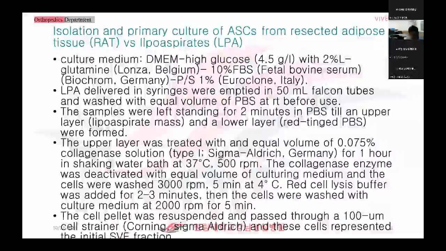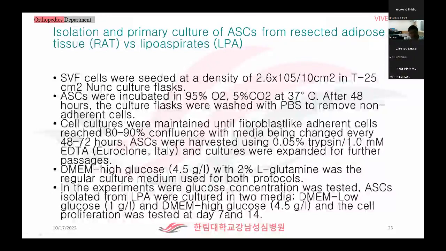The penicillin and streptomycin mixture is there to avoid any kind of bacterial contamination. Then, similarly, we use the same protocol for the liposuction aspirates, and after a certain culture we find the cells. The cells have to be inoculated at a density of 2.6 x 10^5 per centimeter square plate, and finally they have to be incubated in 5% CO2 at 37 degrees Celsius.